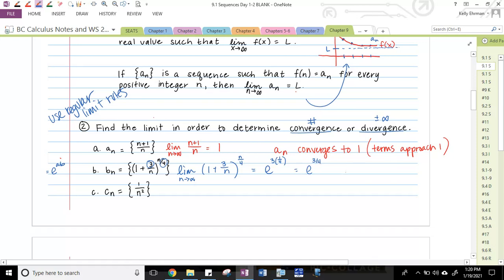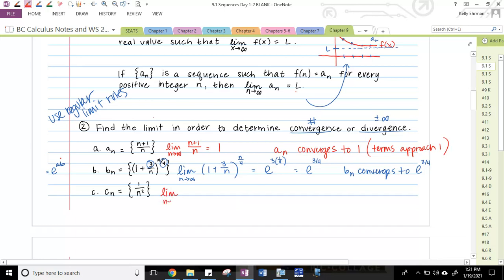The fact that I got a number means that the sequence b sub n converges to e to the 3/4. In other words, the terms, as you start plugging in huge numbers for infinity, are going to practically be e to the 3/4. That's the value they approach.